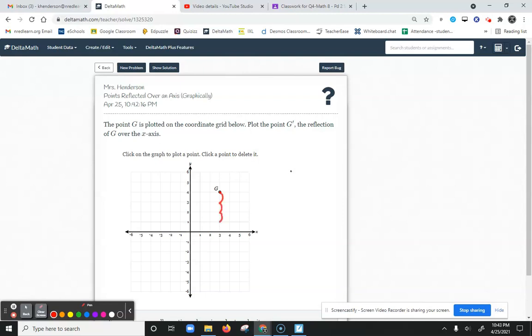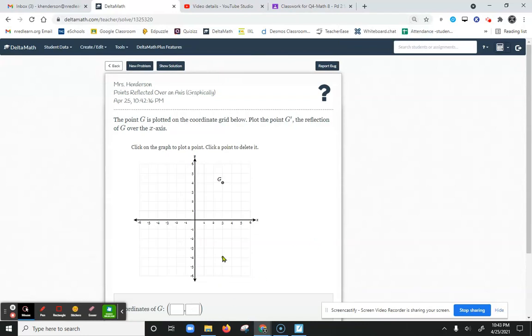1, 2, 3, 4. So instead of being 4 units up, my new point G prime is going to be 4 units down. So count from the axis of symmetry, from the number line, 1, 2, 3, 4, and that's where you're going to put G prime. So when you're using the Delta Math screen, you simply click from here, 1, 2, 3, 4, click one time, and that's where you put your point.